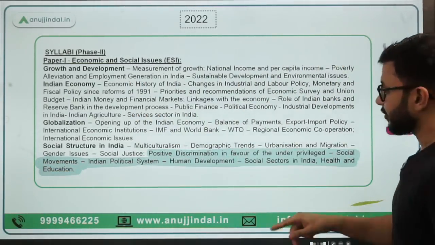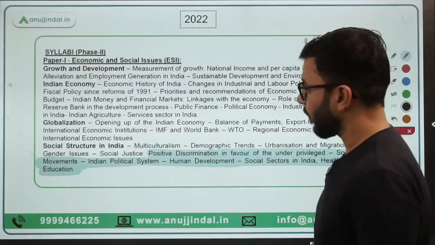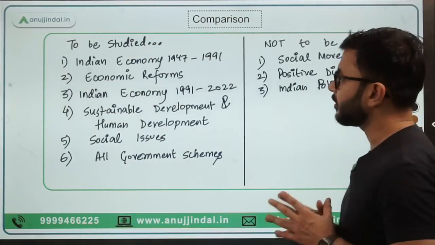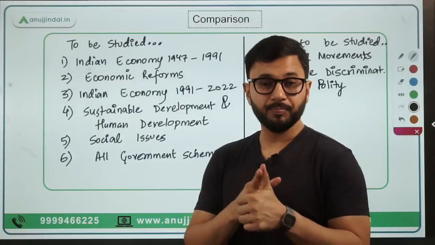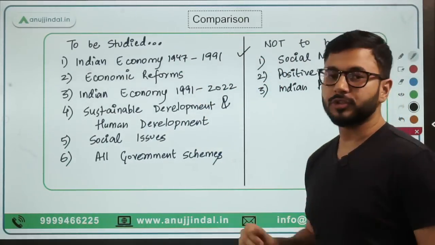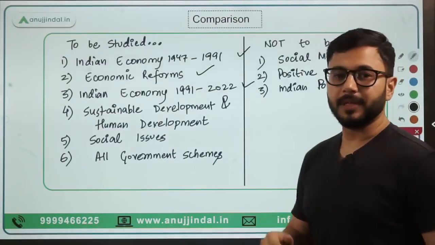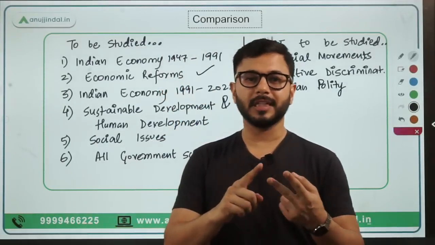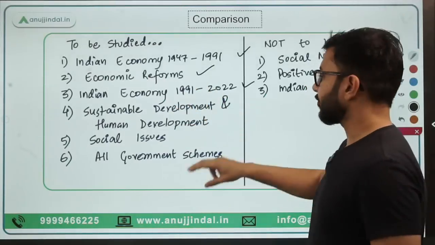Now, when you go to 2023, you will see that this entire sentence has been removed compared with 2022. Nothing new has been added. But what does it mean? What do we make out from this change? Number one, what do you still have to study and what you cannot give up or ignore even now? Indian economy 1947 to 1991, you still have to study. Economic reforms, which came in 1991, you still have to study that. Indian economy, I've divided in my syllabus into 5 parts. There is agriculture, industry, services, external sector, banking. Indian economy from 1991 to 2022, you still have to study this.